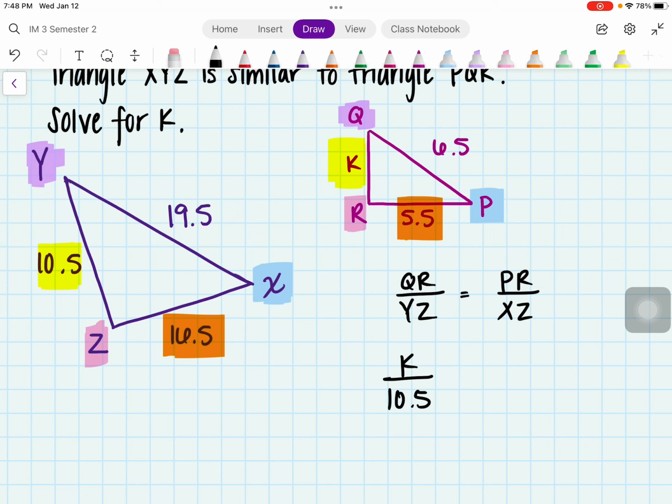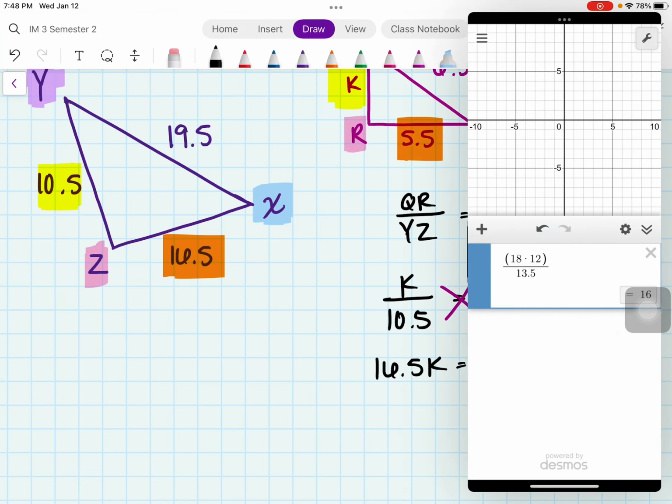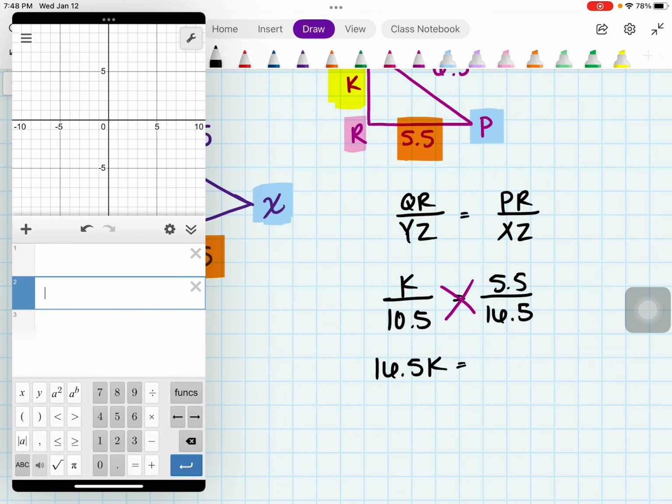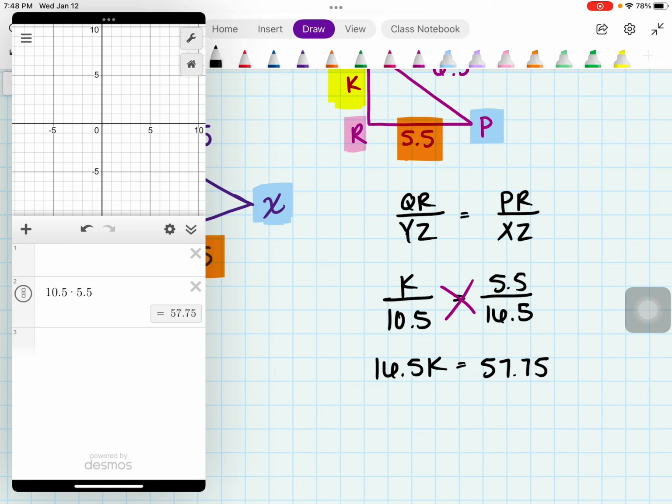All right, so let's go ahead and substitute. QR in this case is our K. YZ is 10.5. PR in this case is 5.5. And XZ is 16.5. Once again, we're solving for the variable here. So let's go ahead and cross multiply. And that is going to give us 16.5K equal to 10.5 times 5.5, which is going to be 57.75.